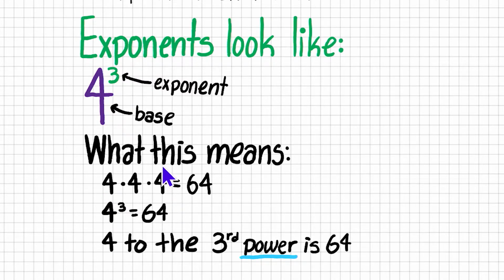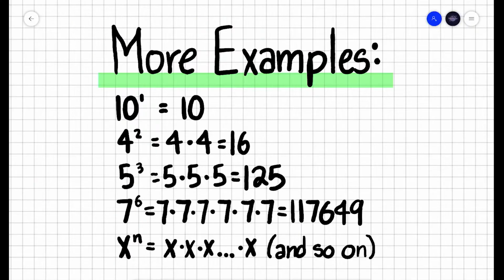As you guys can see, I multiplied 4 by itself 3 times, which means it is 64. You can also write this as 4 exponent of 3 is 64. And then people just say this as 4 to the third power is 64. So here we have some more examples. I just kind of gave you guys the first 3 exponents, 1, 2, 3, and then I went to 6 and then n as an example.